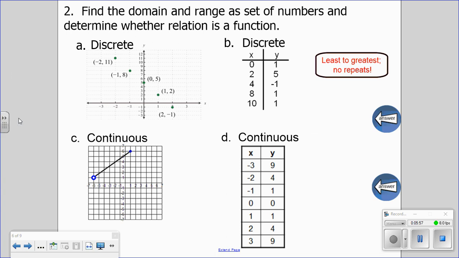Okay, we want to determine the domain and range as a set of numbers and determine whether the relation is a function or not. So these top two graphs are discrete. When we're listing out the domain, remember we're going to list them out in braces, and we're going to have a group for our domain, and a group for our range.